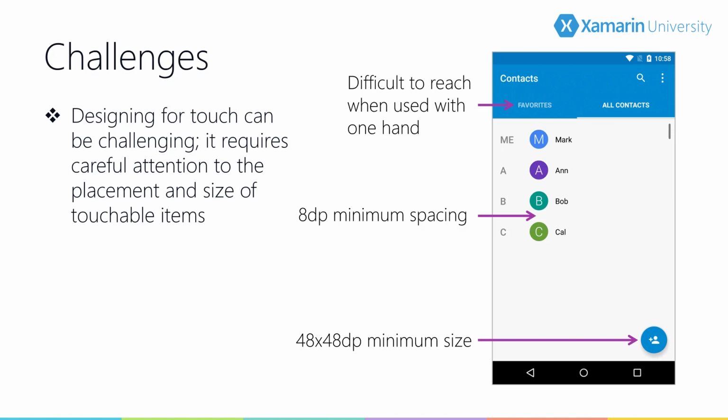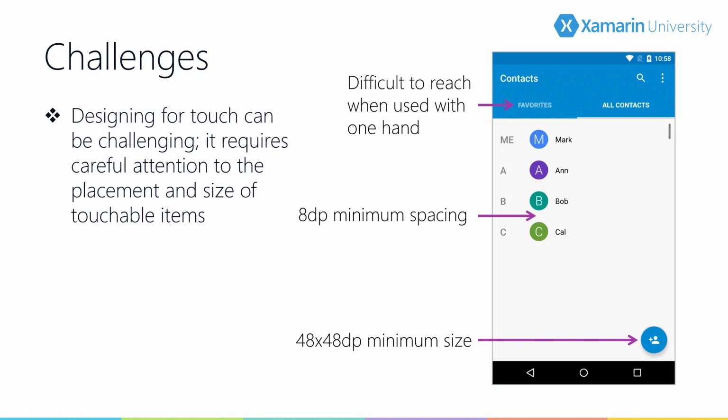In landscape mode, users tend to use both hands to hold the device. Both of the lower corners are reachable, but they don't have a free hand to reach the other parts of the screen. So you should think about the sizing and the placement of touchable items.